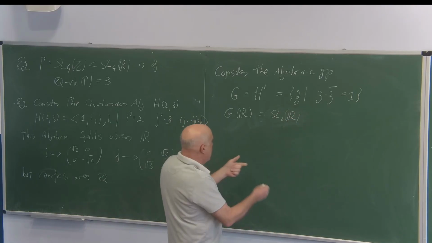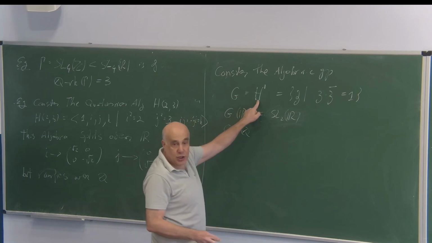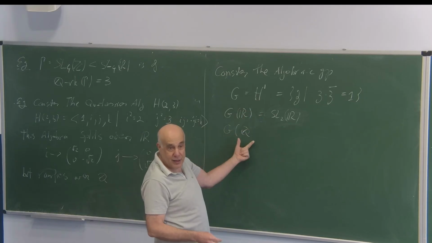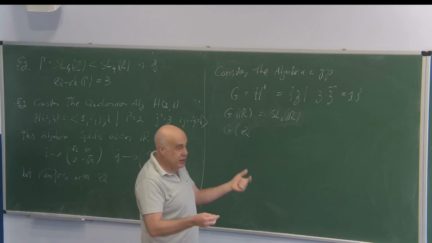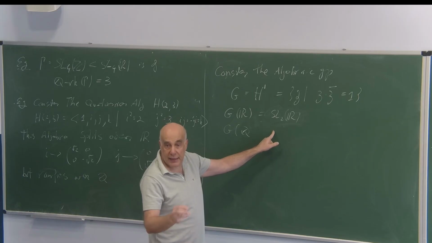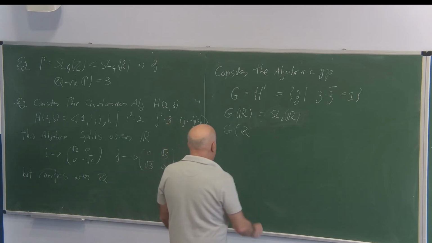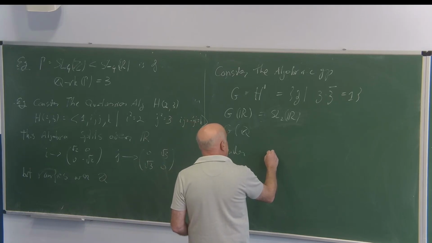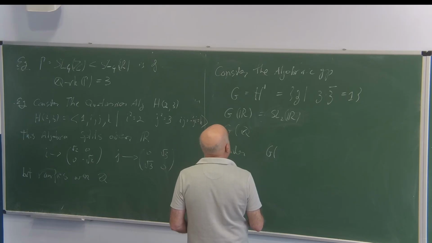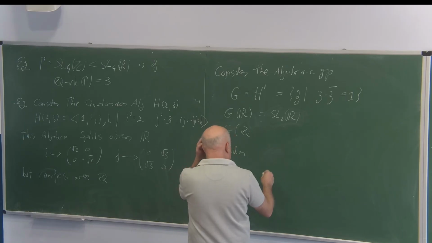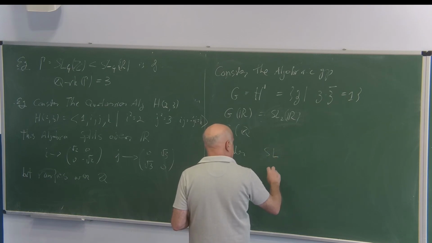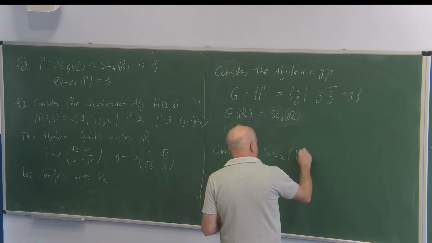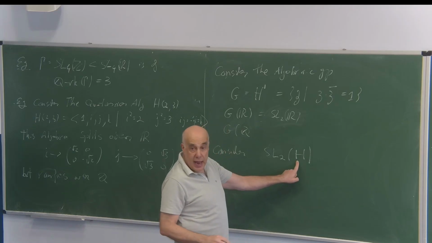But over Q, this algebra is a division algebra, and the ones that appear here are just going to be 1 and minus 1. They are central elements. So if I consider now G, so I'm considering now SL2 of this quaternion algebra H.